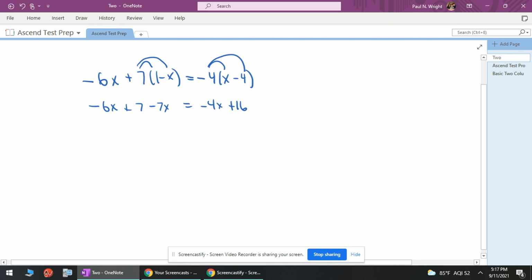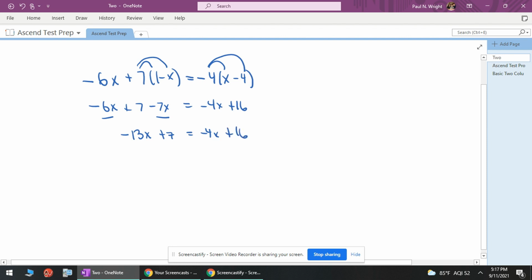Now, before we start moving stuff left and right, take a look at the left side of the equal sign. You'll see here that we have some variables that we can collect. Same variable, same power. These are like terms. Negative 6x minus 7x gives me negative 13x plus 7 equals negative 4x plus 16.